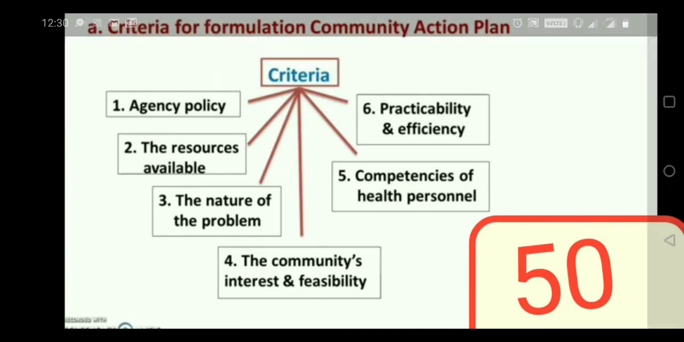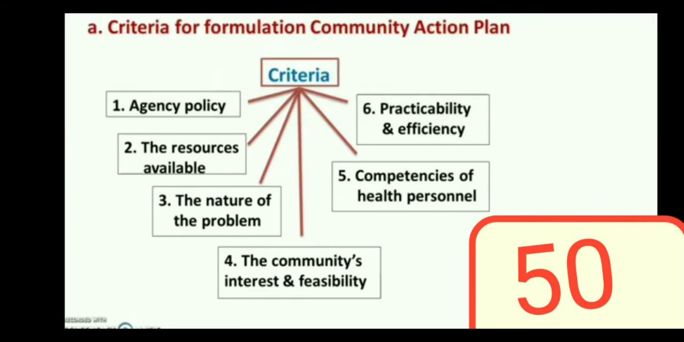Here are some criteria for the formulation of the community action plan. There are 6 points. First one is agency policy. Second one is resources available. Third one is nature of the problem, the health problem. Fourth one is community interest and feasibility. Fifth one, competency of health personnel. And sixth one is practicability and efficiency.